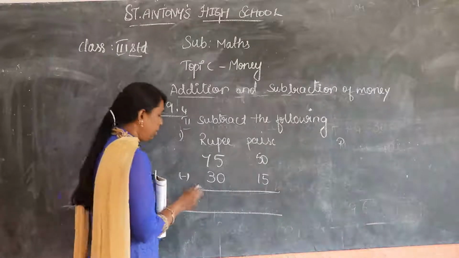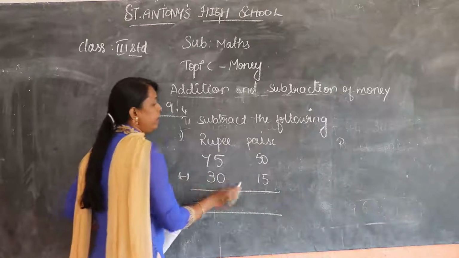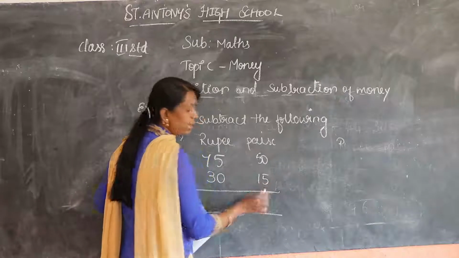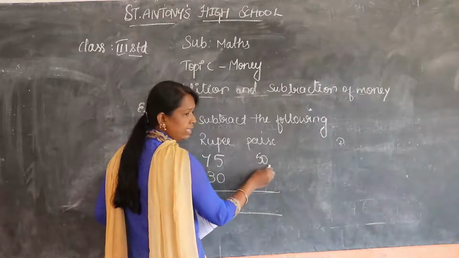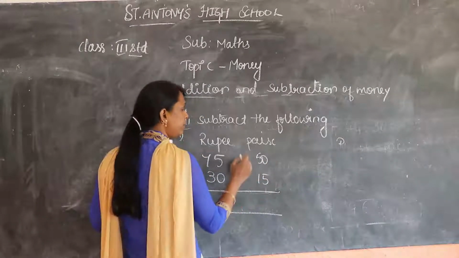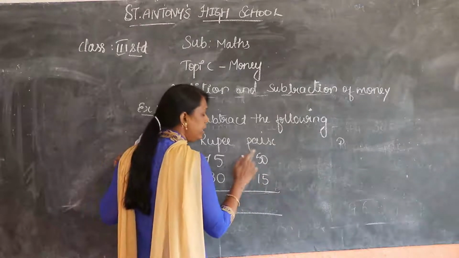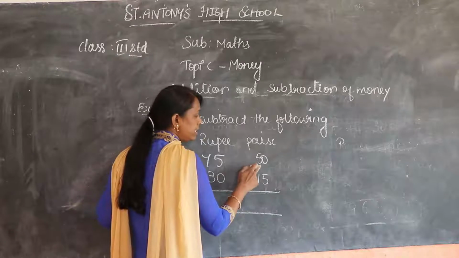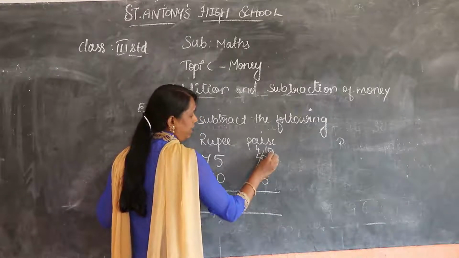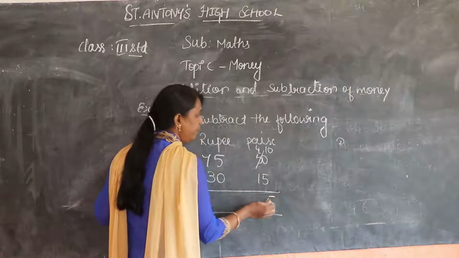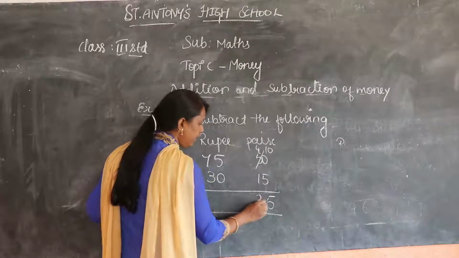Now we have to do what? Subtraction. Here 0 minus 5 is not possible because 0 is less than 5. So we have to borrow from the nearest one. Here the nearest place is 5. This 5 becomes 4. This 0 becomes 10. 10 minus 5, 5. This 4 minus 1, 3.